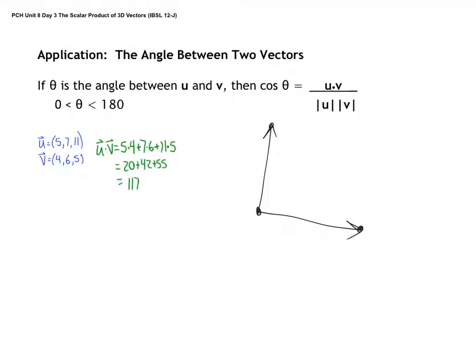So we just looked at these two vectors and we found that the dot product was 117. We can now find the magnitude of u: the square root of 25 plus 49 plus 121, and that adds up to 195.